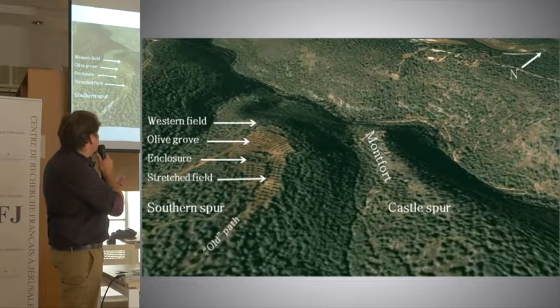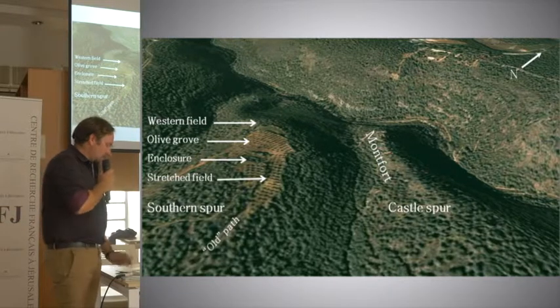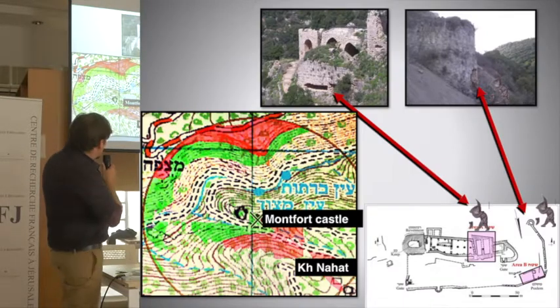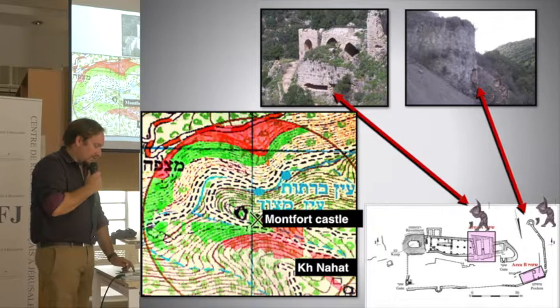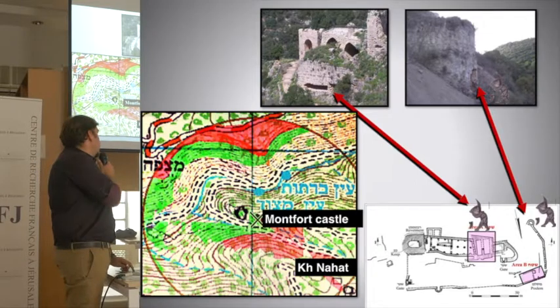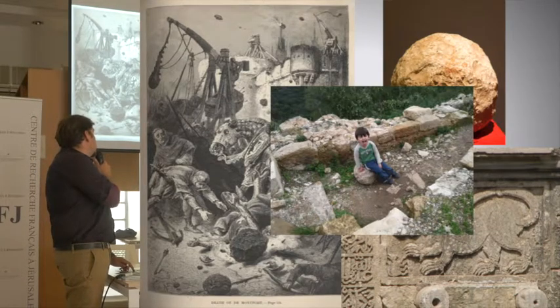If we speak specifically about the siege, and there are two of them, of Montfort, the castle spur, and you have another spur to its south. I was doing something very simple, basically looking at sight lines and different killing zones, and with the range of artillery, I tried to make a reconstruction of where those things could have come from.